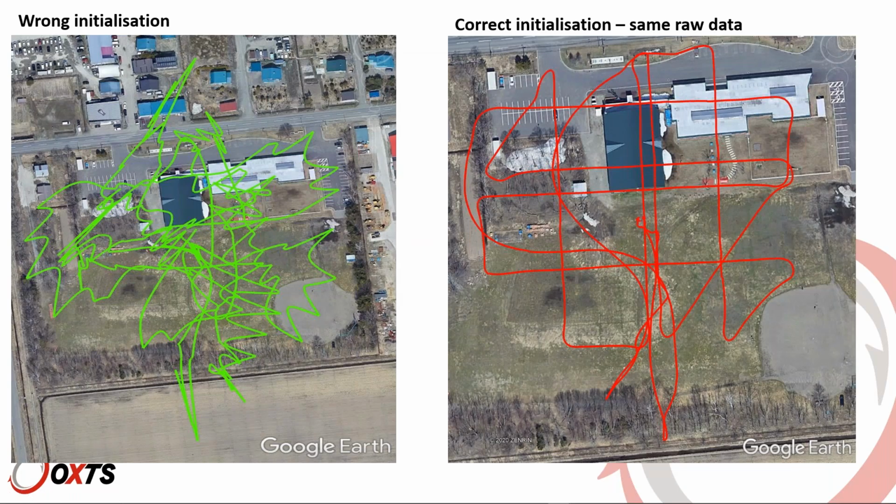On the left, an example of a garbled initialization where the system has got its directions completely wrong. On the right, again, reprocessing the data by enabling static initialization instead of having dynamic. And you get, as you see, a perfectly neat and sensible trace on the right.